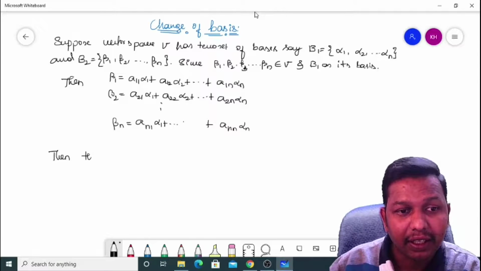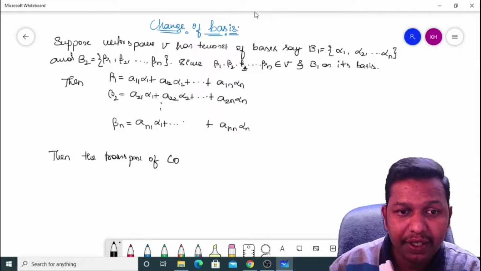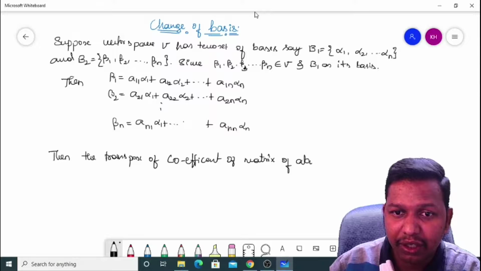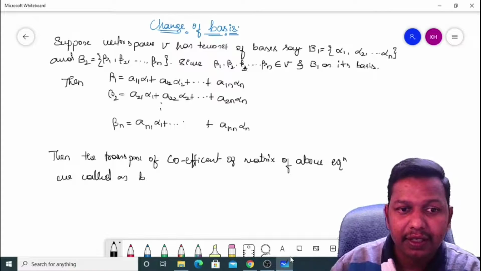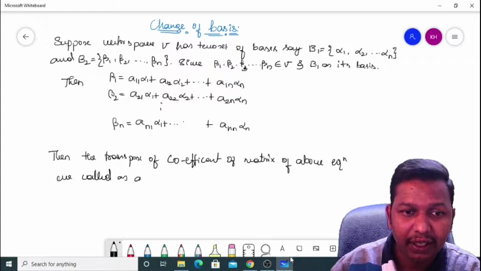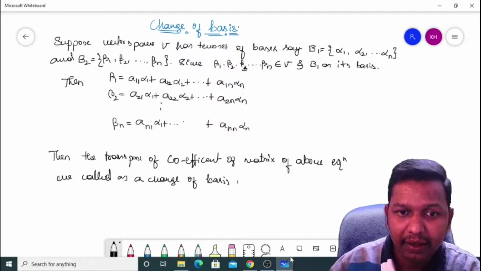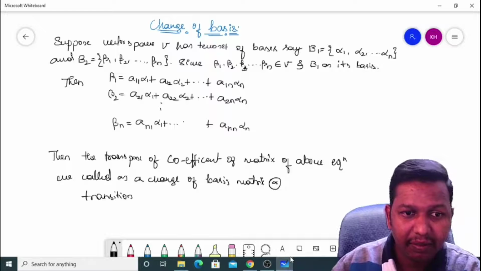Then the transpose of the coefficient matrix of the above equations we call a change of basis matrix, or we call it a transition matrix.